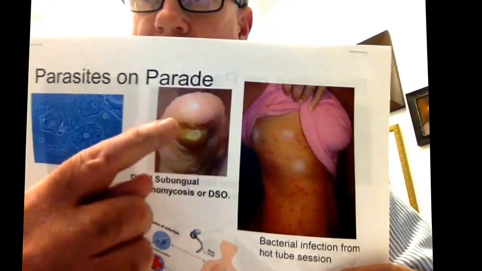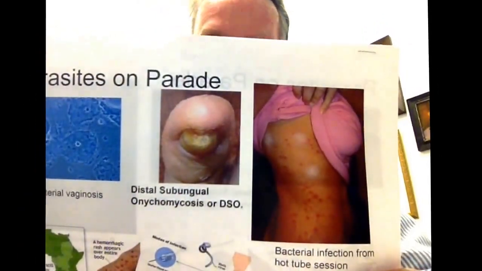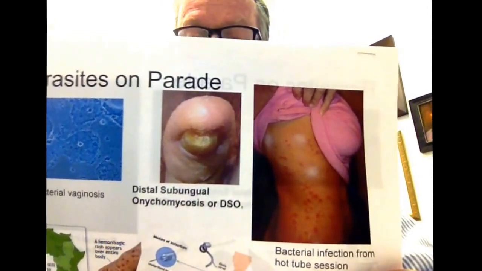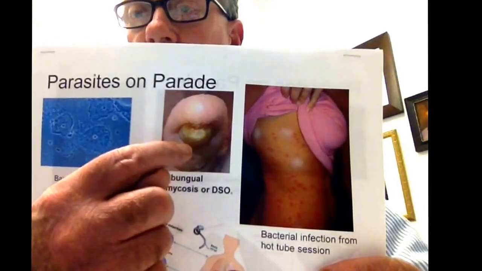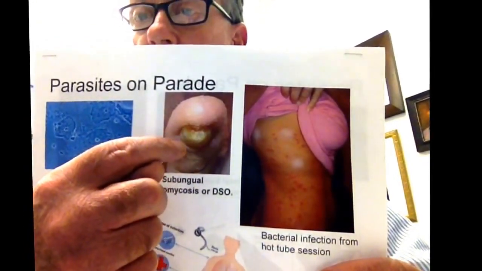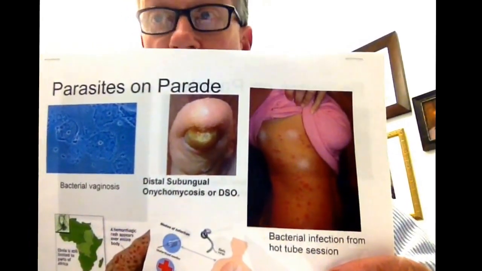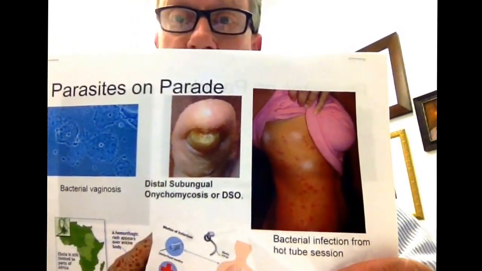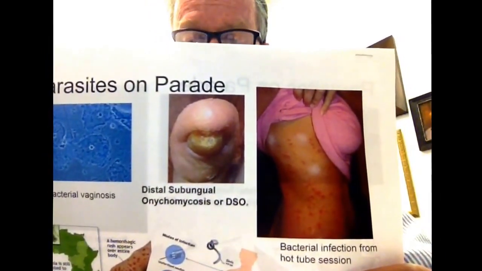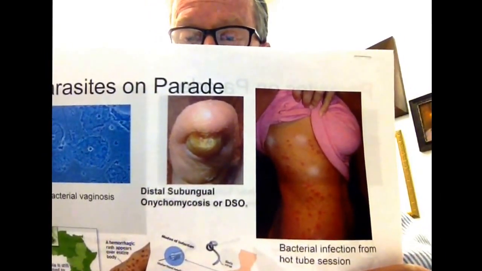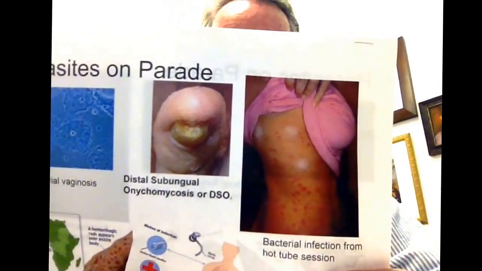This is a fungal infection. Onychomycosis. It is a subungual fungus that Tinactin, a spray-on, is not going to get to. You'll have to have an oral internal antifungal medication. This is a case of Ebola.